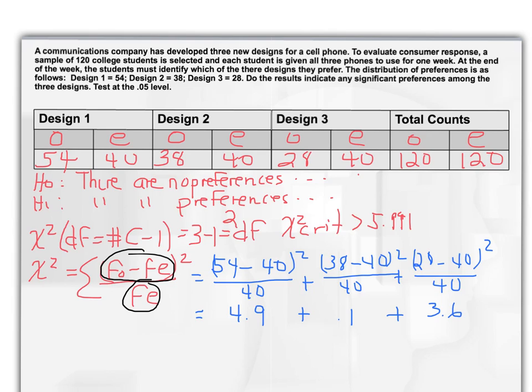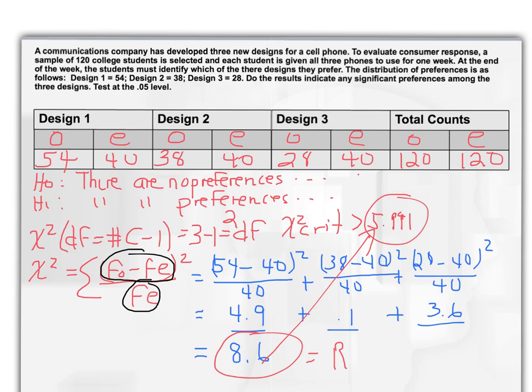When we add up these three quotients, we get a chi-square value of 8.6. 8.6 is greater than 5.991, so we're going to reject our null hypothesis and conclude that there are preferences, that students have a preference for one design or another.